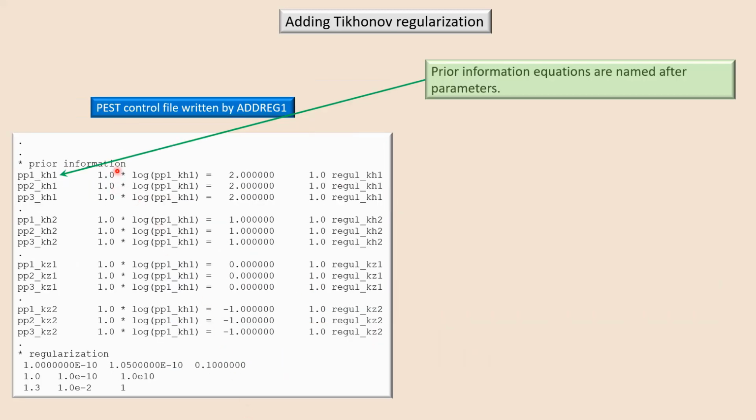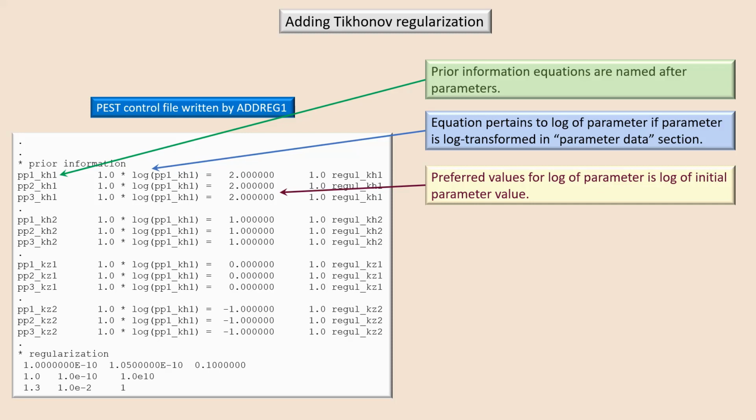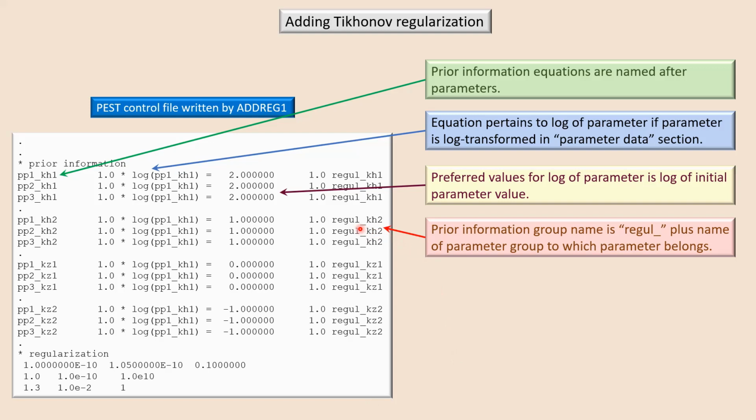Here is an example of the prior information section of a PEST control file written by adreg1. Each prior information equation must have a name. Well, that's named after the parameter to which it pertains. If a parameter is log transformed in the parameter data section of a PEST control file, the prior information equation pertains to the log of the parameter. So does the preferred value. And here is the name of the observation group to which prior information equations are assigned: regul underscore affixed to the name of the pertinent parameter group to which the parameter belongs.